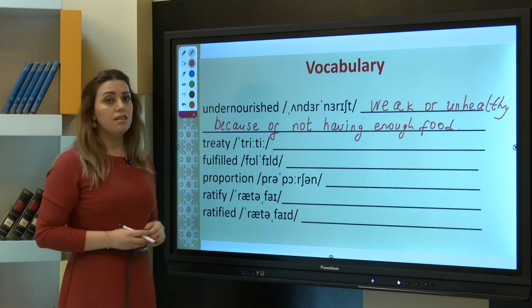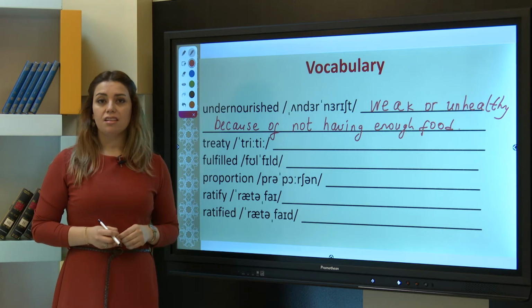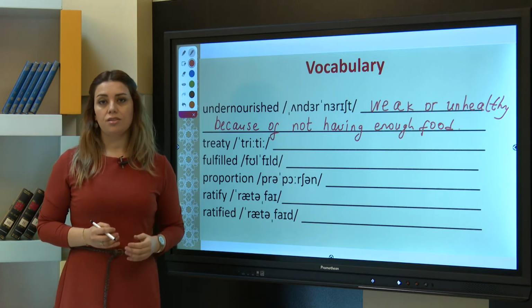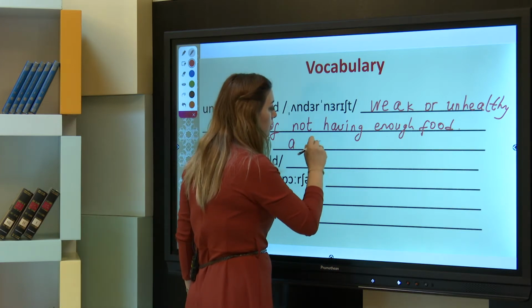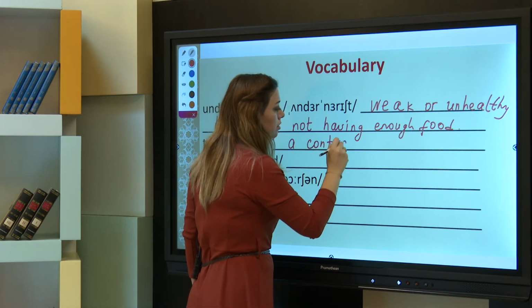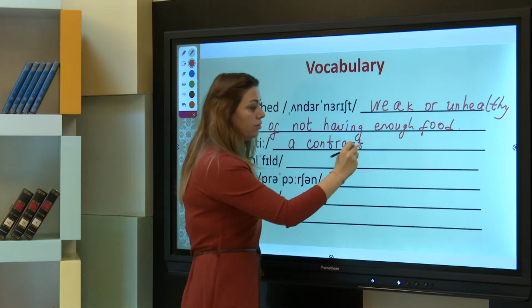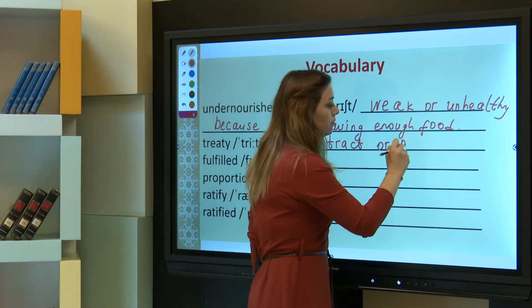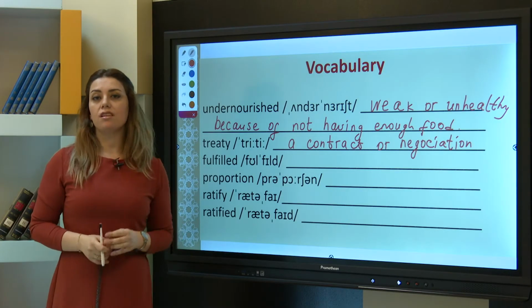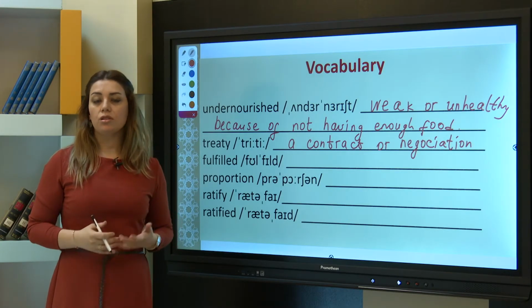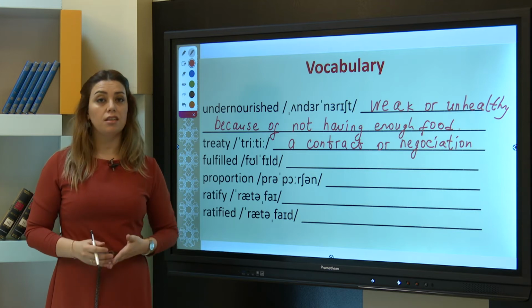Next word is treaty. Treaty is a contract or a negotiation. Let's write a contract or negotiation. Treaty is usually signed between the countries. Usually after the wars, countries signed some treaties.